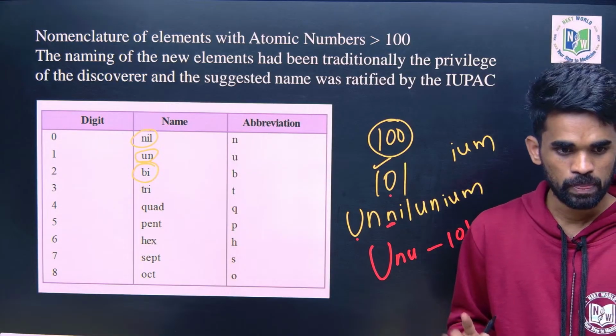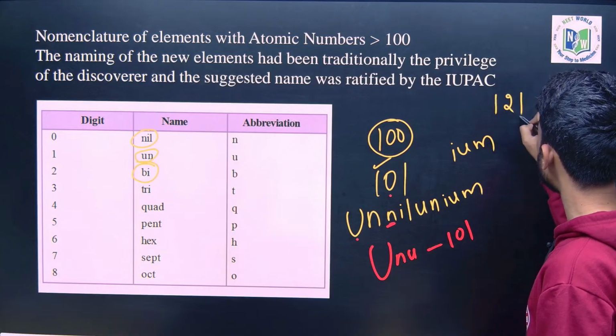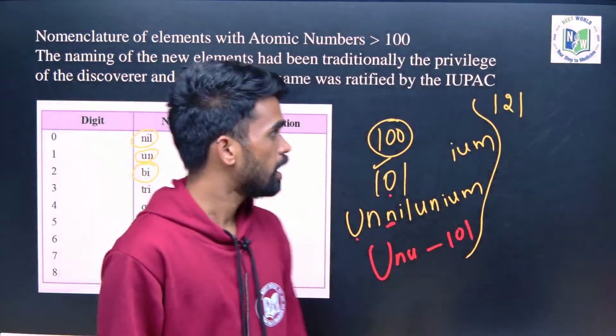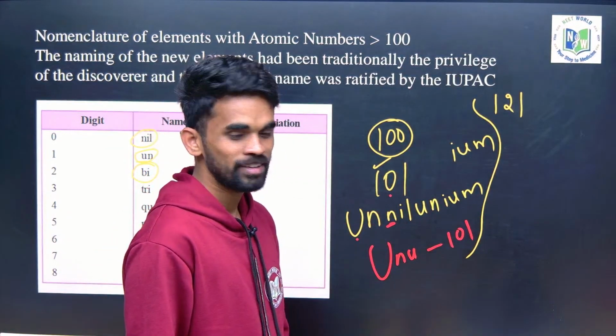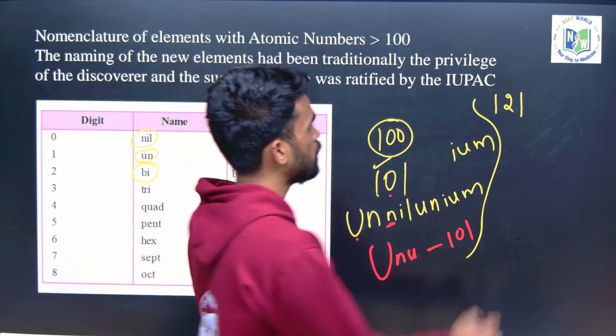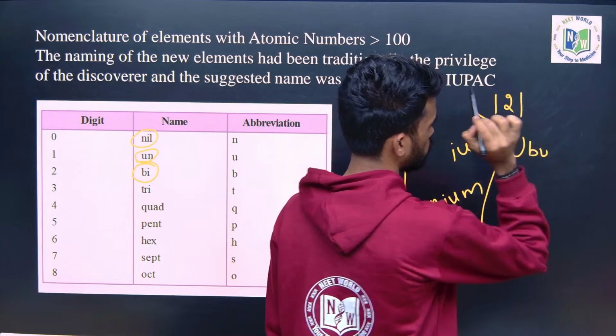Is that clear? Now tell me, I have an element with atomic number 121. If I have that, tell me. Un, bi, un. So what is the symbol? UBU. That's it.